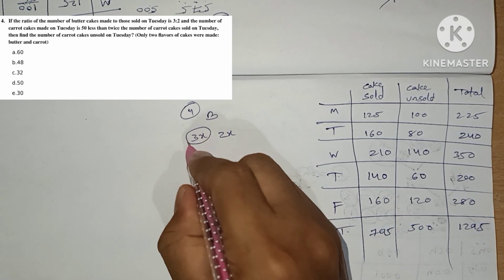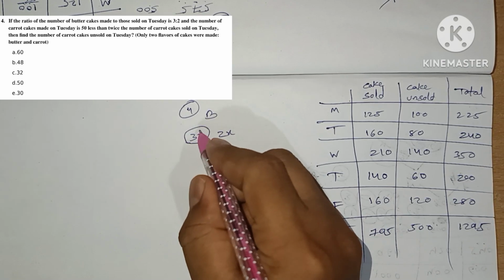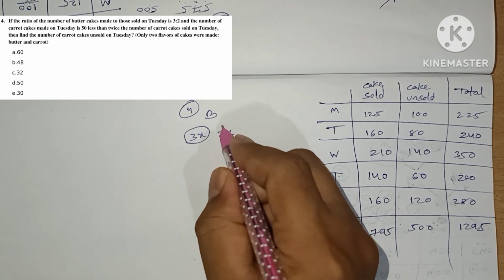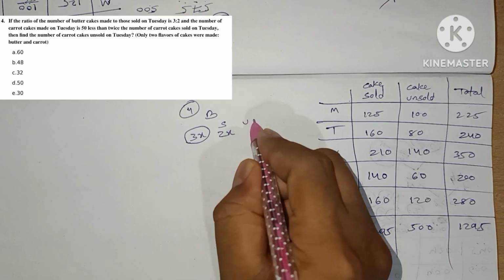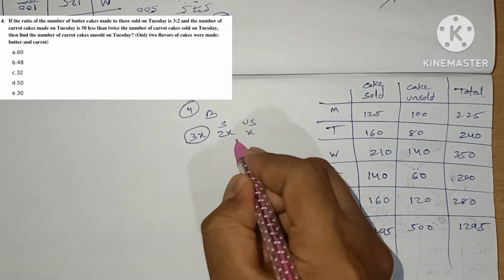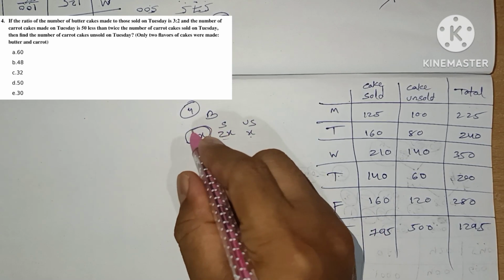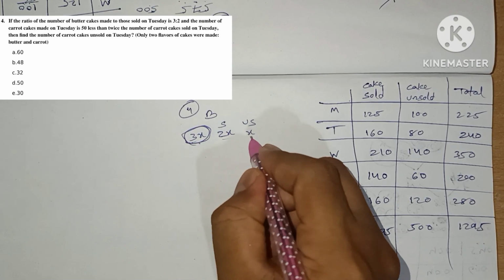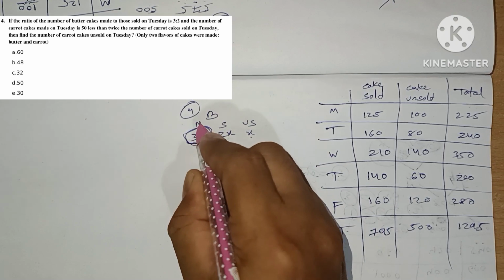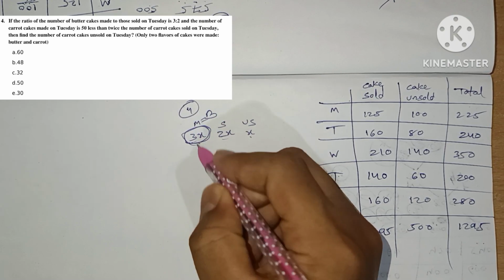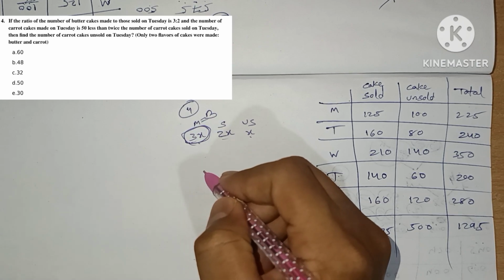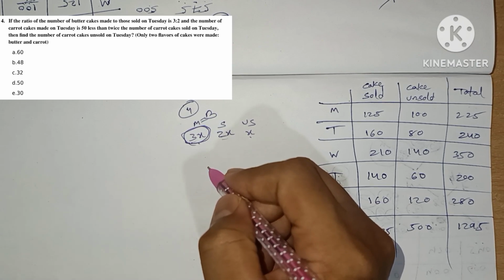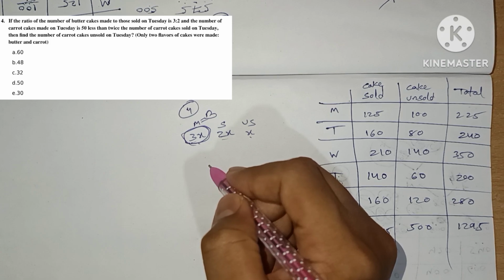Total made means nothing but total butter cakes. Here this is sold, so what is unsold will be x value. The sum of these two will be the total number made. So unsold is this one, which is nothing but butter cakes made. Okay, the next statement says that the number of carrot cakes made on Tuesday is 50 less than twice the number of carrot cakes sold on Tuesday.